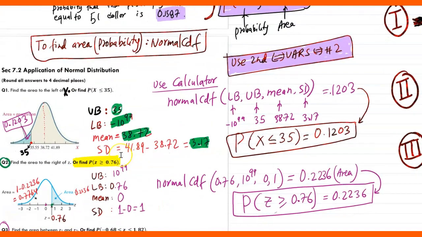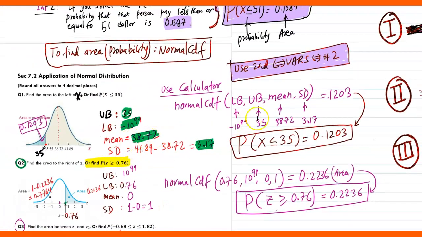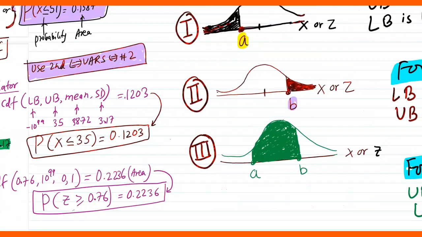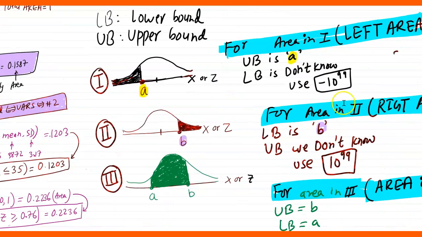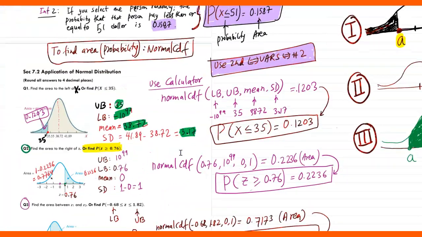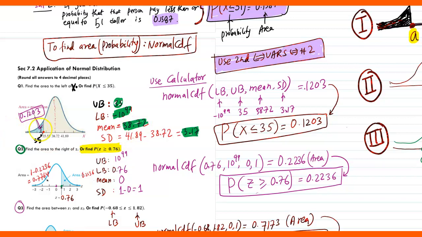And what do you need? Upper bound, lower bound. If you look at the notes you took in the first 5 minutes of this discussion, remember I told you what's going to be upper bound, lower bound for different types of graph, correct? In this case, since you have this area as a left area, this point here is 35, left of 35. Okay, then 35 is going to be upper bound. LB for lower bound is negative 10 to the power 99. That's how I told you.